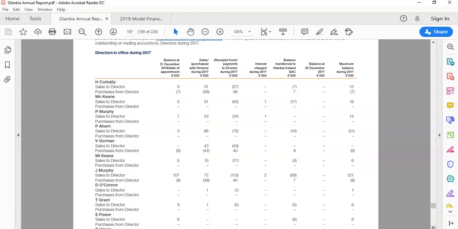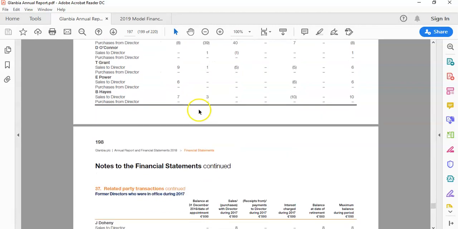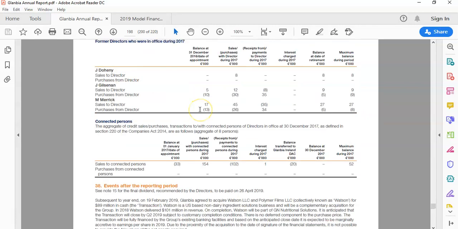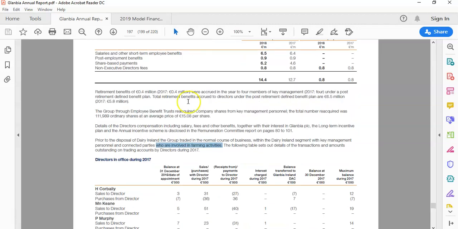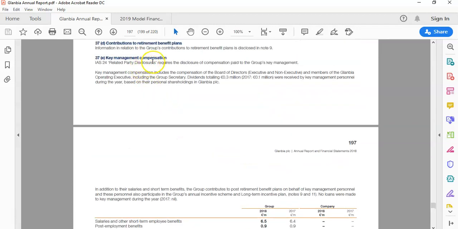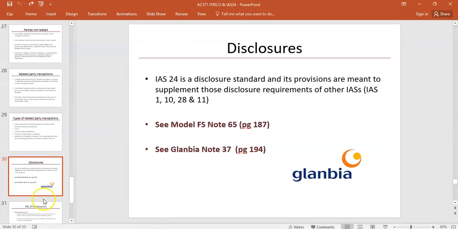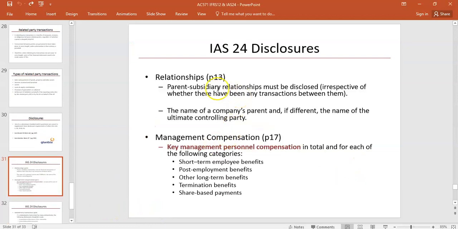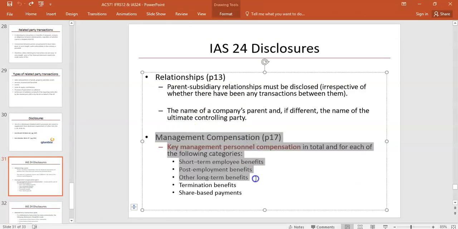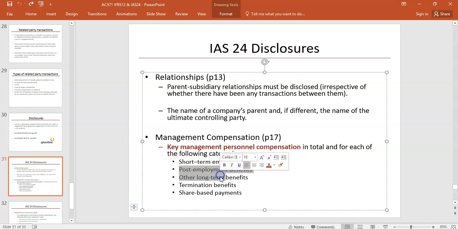Every director, the sales and purchases to each of the directors must be disclosed, the interest charged, the balances left at the end of the year. So it's quite detailed. And all of that is coming from IAS24 key disclosures. Right? So watch for that. That's key management personnel, the compensation. Right? So there you must disclose your relationships, and we said paragraph 17 is the one we were looking at there, your key management personnel compensation. Short-term benefits, post-employment, which is your pensions, and any other benefits like share-based payments, etc.